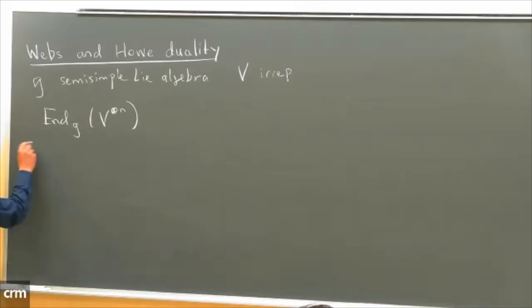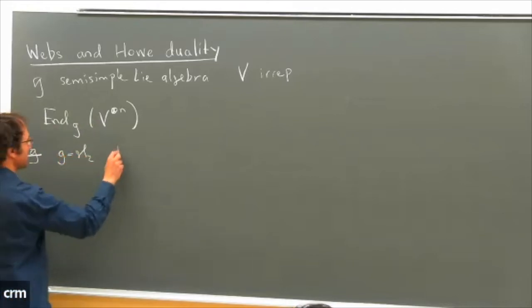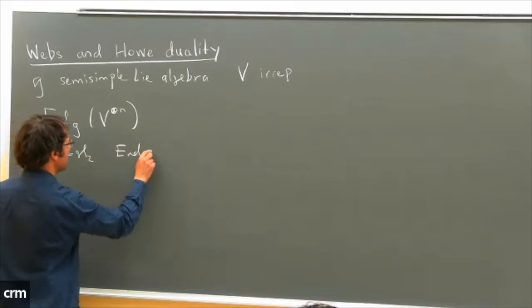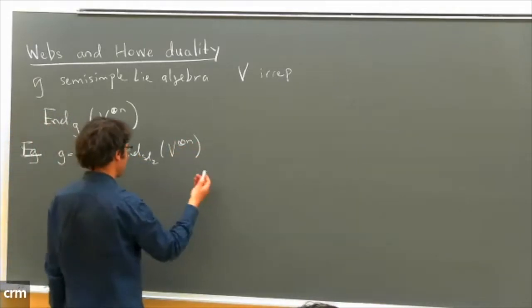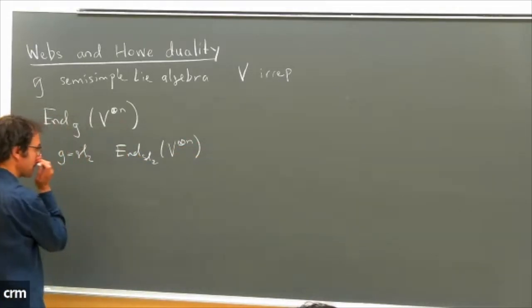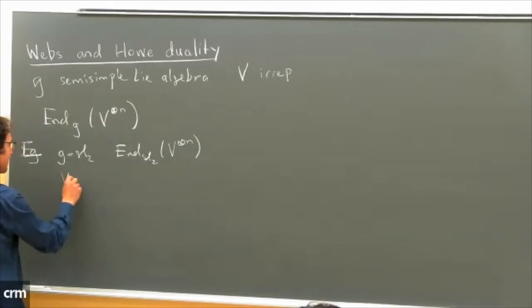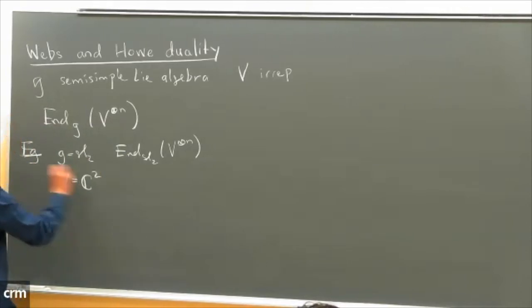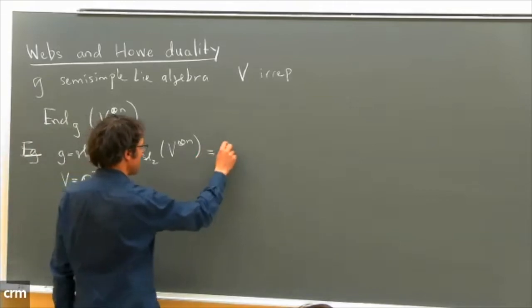So I'll just remind you of some examples of this, which I think we saw yesterday in the talk, so I wasn't there. If G is equal to SL2, then this algebra is called the Temperley-Lieb algebra. More precisely, the Temperley-Lieb algebra specialized at q equals 2. Sorry, G is SL2 and V is C2. Then this is the Temperley-Lieb algebra.